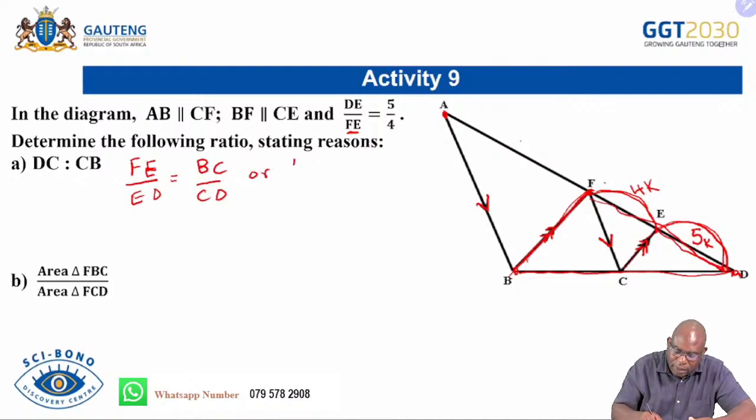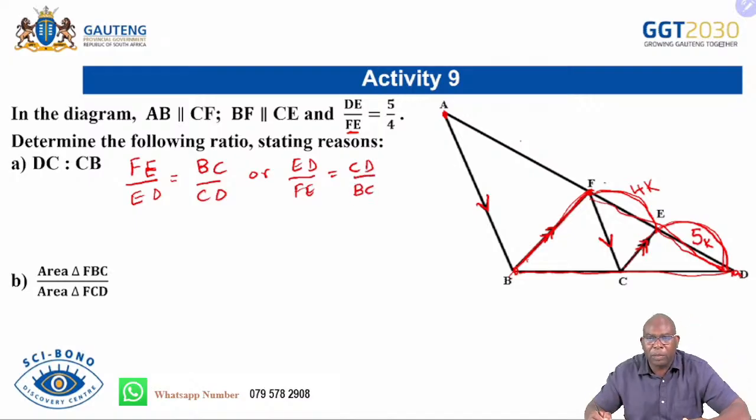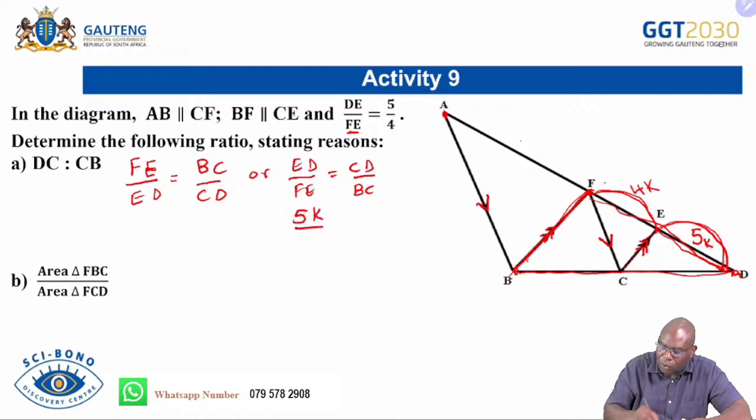Or I can write it as ED over FE equals CD over BC or CB. So, what is ED over FE? ED is 5K over FE, which is 4K, equals CD over BC. So the K and the K will cancel out. Then I can have CD over BC equals 5 over 4.